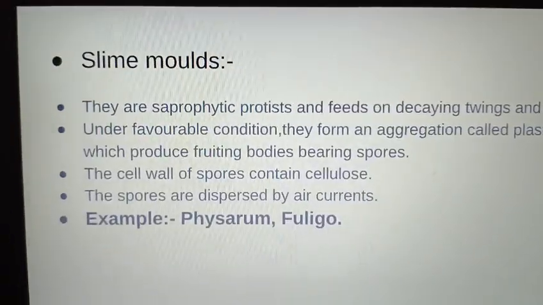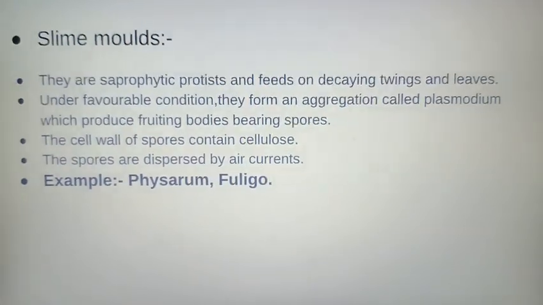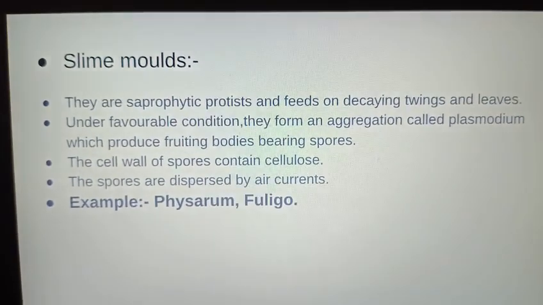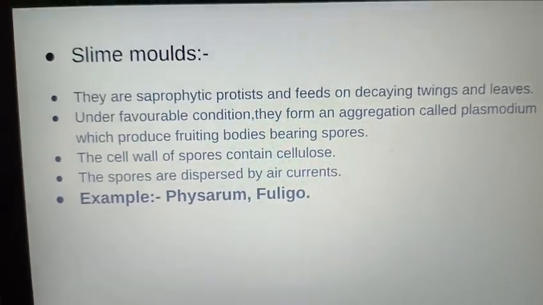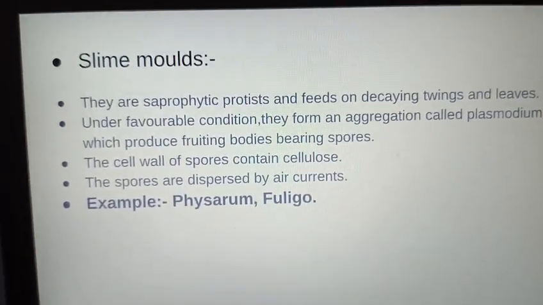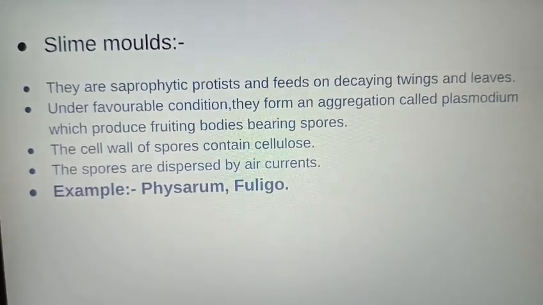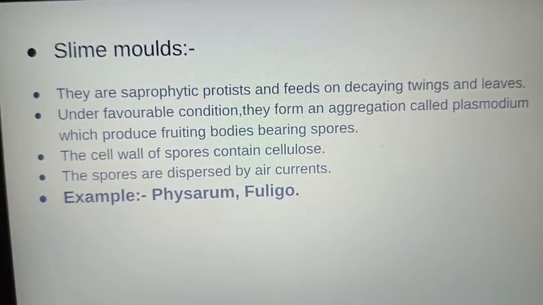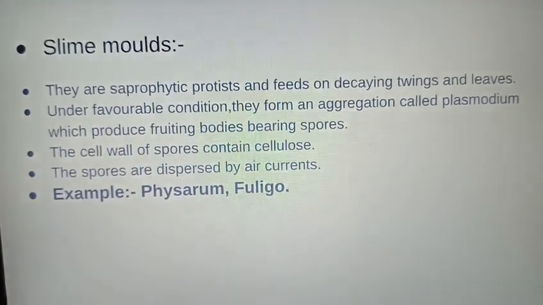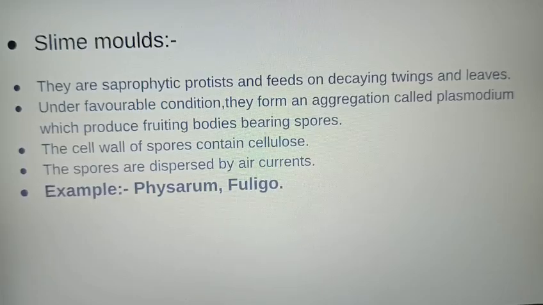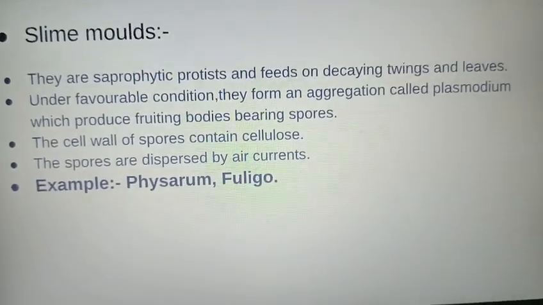Okay, come to the next slide, which is slime molds. See, first point, why do we call them slime molds? What are their characteristic features? They are saprophytic protists. Slime molds are also protists, but they are saprophytic and feed on decaying twigs and leaves. They feed on decaying twigs and leaves.